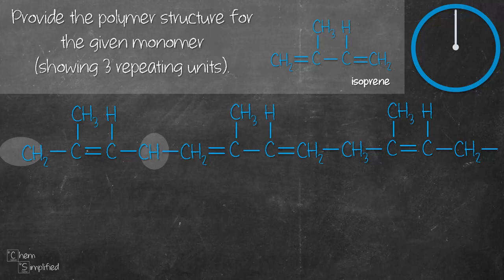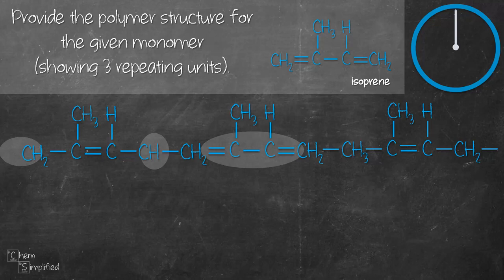The second mistake that we have is here. The carbon should be bonded to two hydrogens. This carbon is missing one hydrogen. Keep in mind, carbon makes four bonds, so you should use that to help you check your work. The third error is here. The placement of the double bond for this unit of monomer is incorrect.